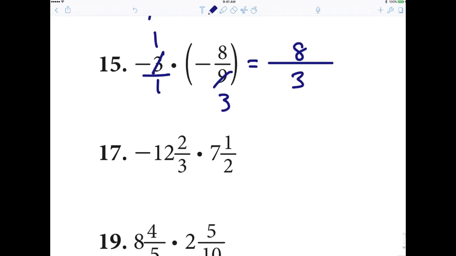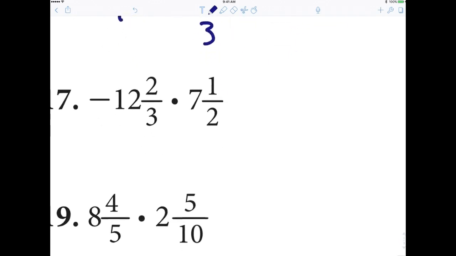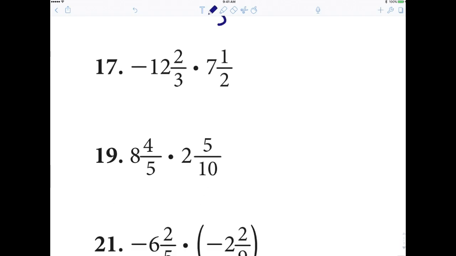8/3. That's the final answer. Do we agree? Simple, right? All right, now we have an annoying problem, because this is a what? Mixed fraction. This is a mixed fraction.